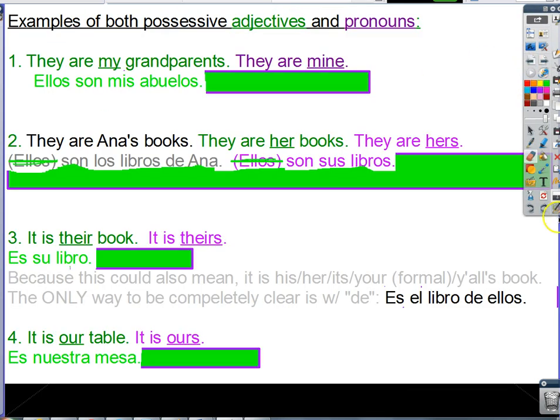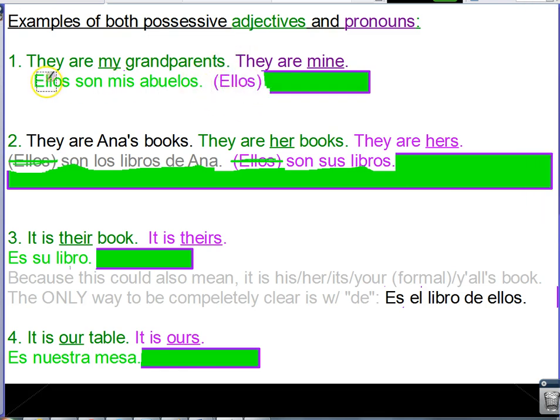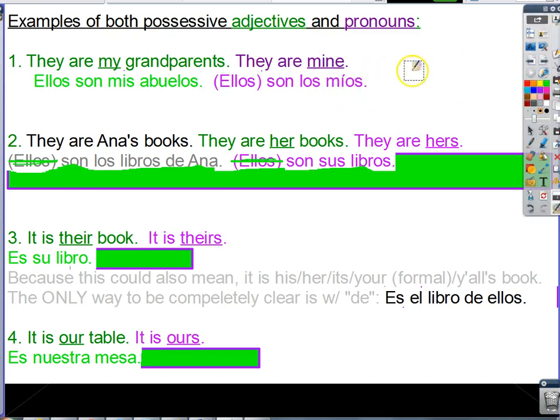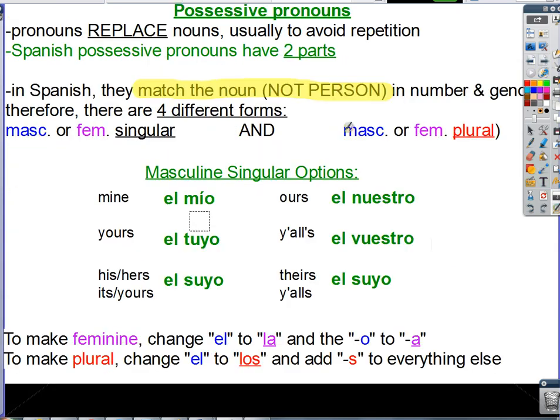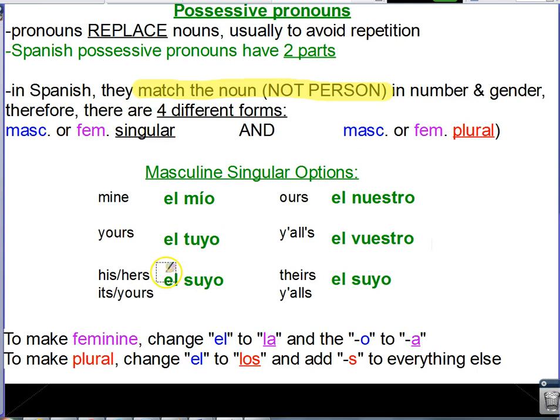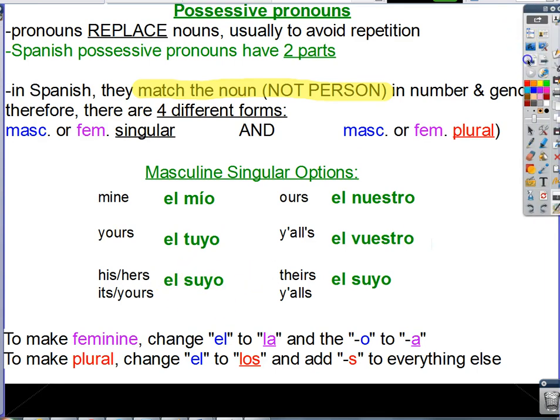Let's check your sentences. They are mine. We don't have to say ellos this time because we've already made it clear in the first sentence. Son los míos. You would want the mine box, but it has to match abuelos, so it's los míos. They are hers. Again, we don't want ellos in this sentence because books are inanimate objects. Son los suyos. We would have to pick the her box, and then we'd ask ourselves, does el suyo match books? It doesn't, so we change el to los and suyo to suyos.